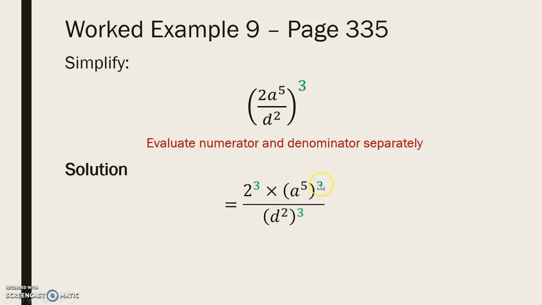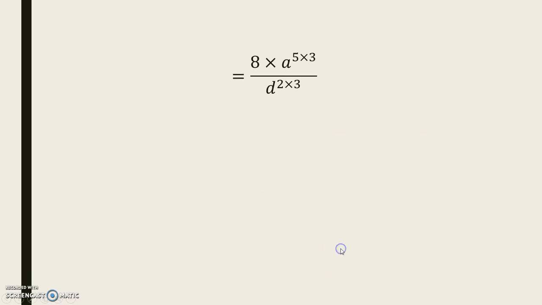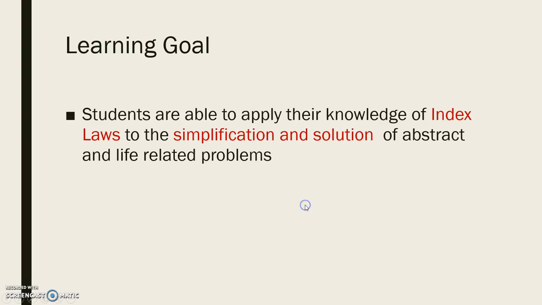Now we apply the fourth index law to simplify these two expressions. So we get 8 times a, 5 times 3 because it's power to the power, and on the denominator 2 times 3 is our new power there. Simplifying that, we get 8 a to the 15 all divided by d to the 6. We can't simplify that any further because the bases are not identical. So this is showing you how we can use the fourth and fifth index laws, that is powers to powers, to simplify problems.